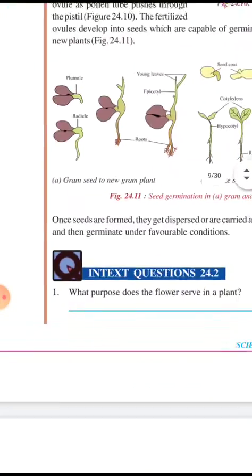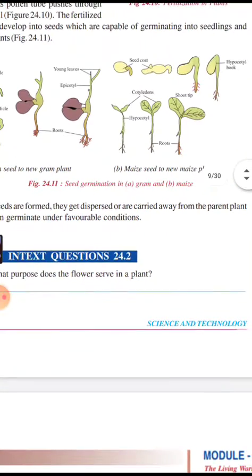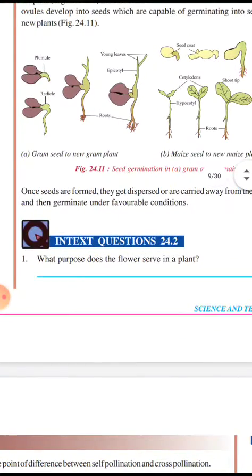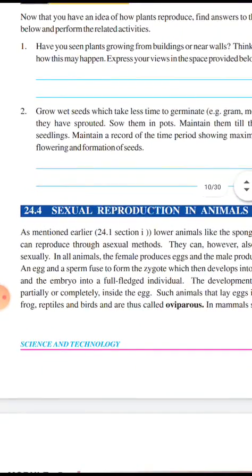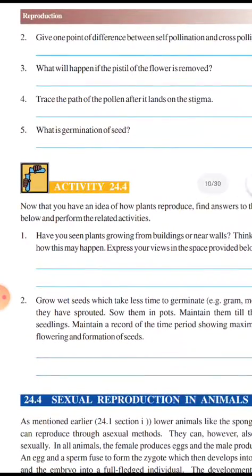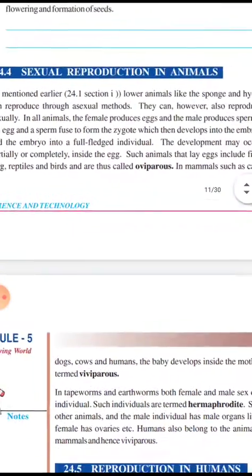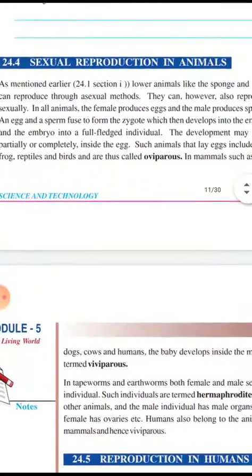So once the seeds are formed, they get dispersed or carried away from the parent plant. Many times once the seeds are formed, either through wind or through human replacement, they germinate under favorable conditions like water, proper sunlight, everything. Then they grow into a new plant. So that is sexual reproduction, pollination, fertilization, everything. And now we will see about sexual reproduction in animals.